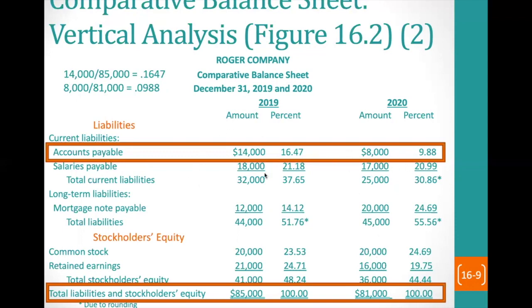Please make sure when you're completing these analyses that you are dividing by the proper total. This 14,000 is divided by 85, and the 8,000 is divided by 81. They do not have the same base because we're talking about two different years.